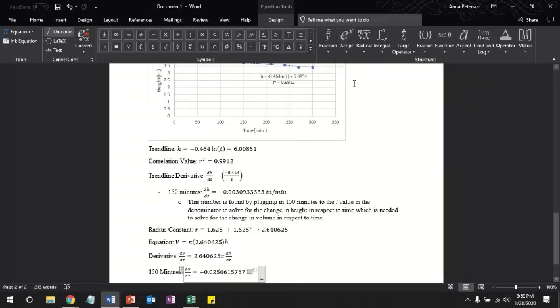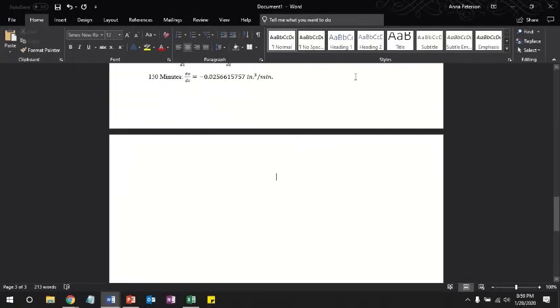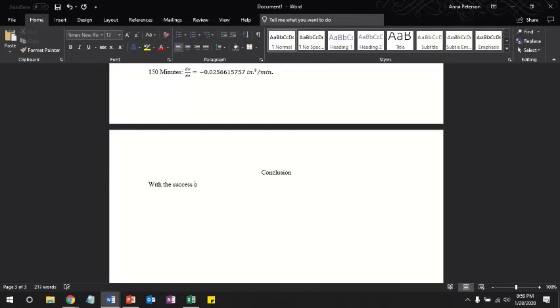At the end of our experiment, due to the success of our experiment, we can prove that the instantaneous rate of change in volume is negative 0.02566155757 inches cubed at 150 minutes as a candle burns.